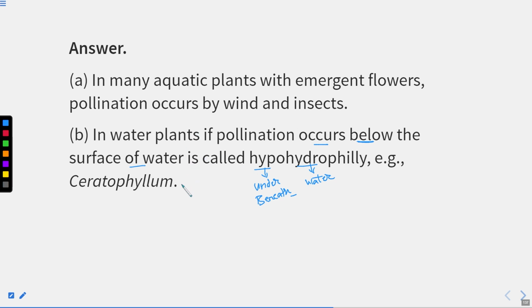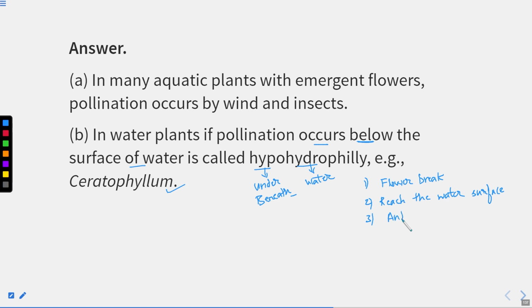For example, Ceratophyllum. So in Ceratophyllum, what happens? The flowers break from the plant, and then they reach the water surface. And then what happens when they reach the water surface? Then the pollens are released.